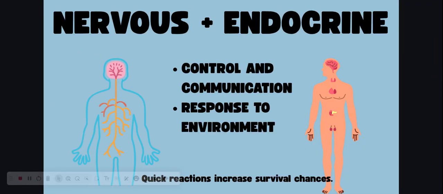Nervous and endocrine systems. These systems control communication within the body and help organisms respond to their environment. The nervous system sends fast signals. The endocrine system sends slower chemical messages using hormones. Quick reactions can help organisms avoid danger or respond to environmental changes.